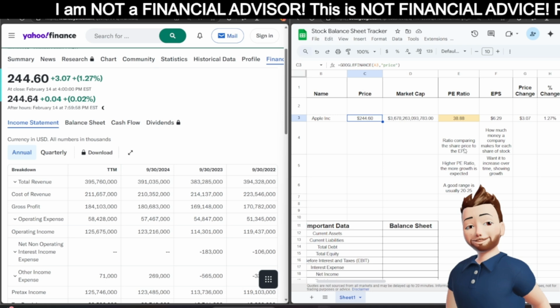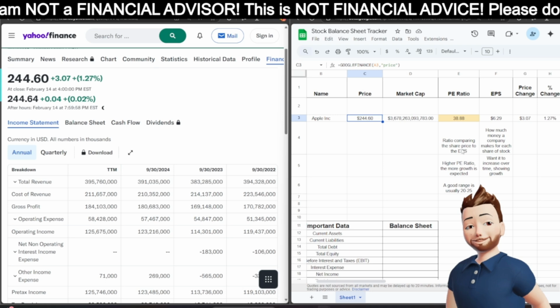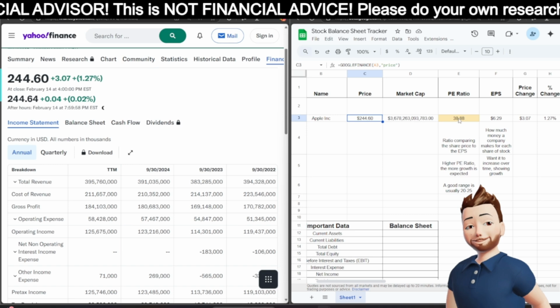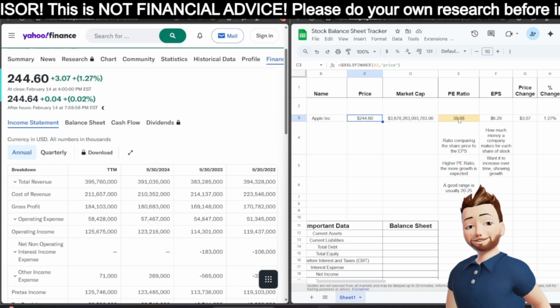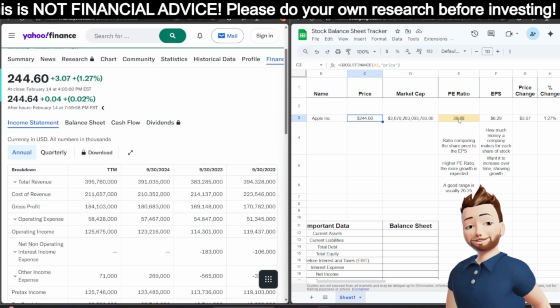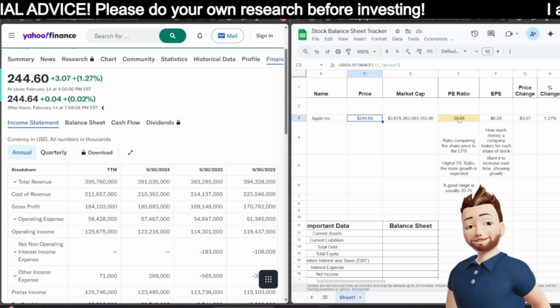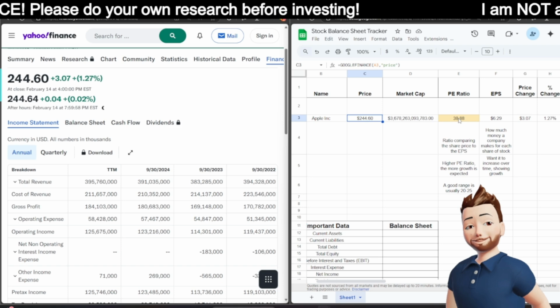So this is the PE ratio, which again compares the share price to the earnings per share. The higher the PE, the more growth that is expected. That makes sense, because Apple is at a ratio of 38.88, which is pretty high. It does color coordinate, which is really cool. Took me a little bit of time to do that as well.